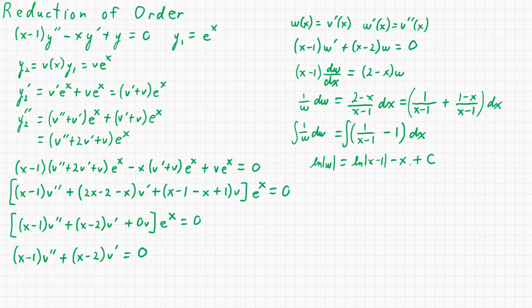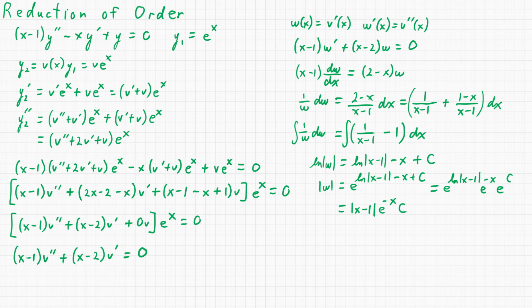Next we want to get w by itself, so we exponentiate both sides. So e to the natural log absolute value w equals e to the natural log absolute value x minus 1 minus x plus c. We can write that as e to the natural log absolute value x minus 1, times e to the negative x, and then e to the c. The exponential and the natural log cancel, and that becomes absolute value x minus 1. We still have our e to the negative x. E to the c is just another constant, so I'm going to call it c.